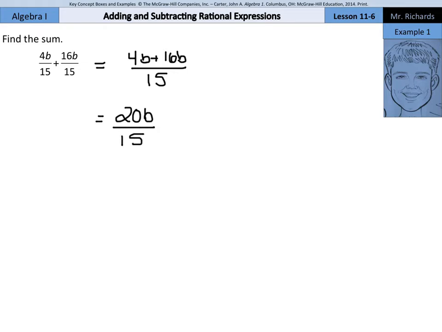And before we finish this question, we have to look, can we simplify? Well, we can look at the 20, look at the 15, and divide both of those by 5 to get 4 and 3. So our final answer is 4b over 3.